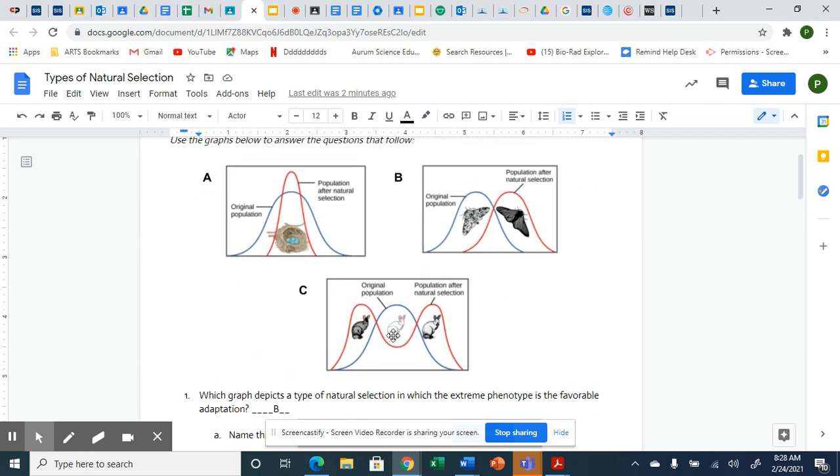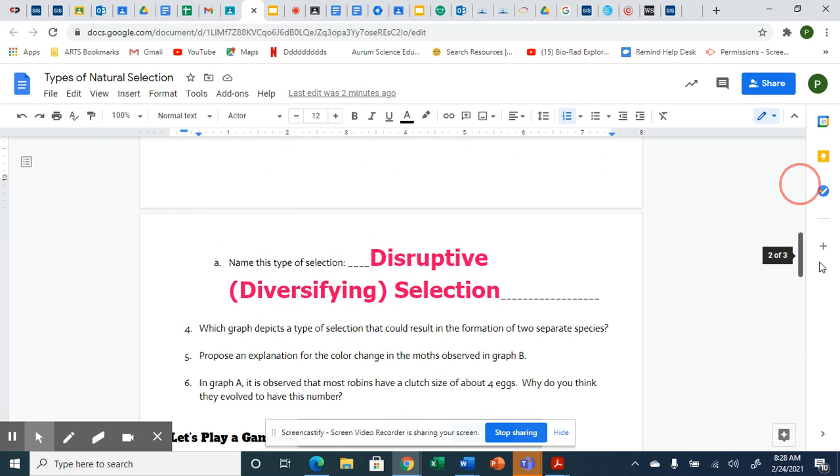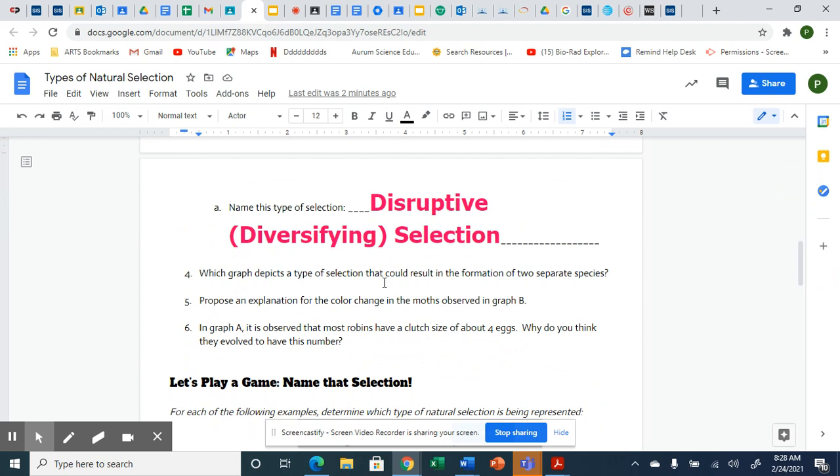Look, this is the original, and out of the original came two different types of bunnies. Okay, good. So our answer is going to be C.